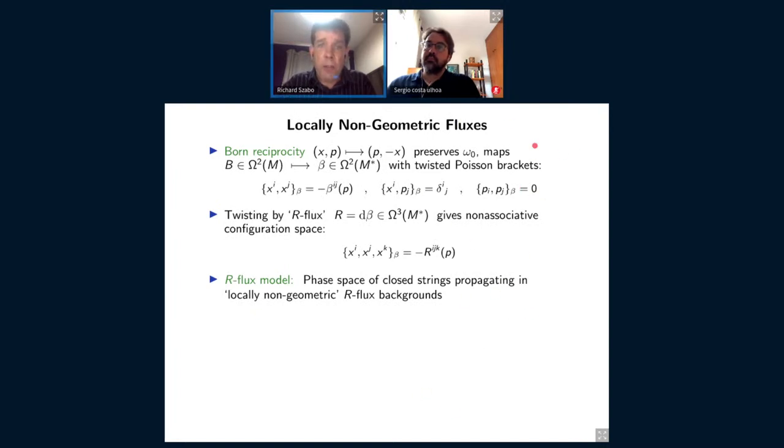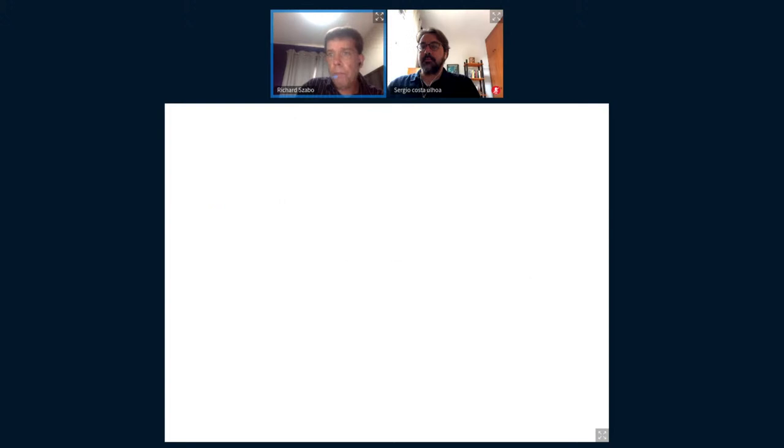And this is what's called the R-flux model. In string theory, it's called the R-flux model, and it purportedly, conjecturally describes the phase space of closed strings which propagate in certain flux compactifications of string theory called locally non-geometric R-flux backgrounds.